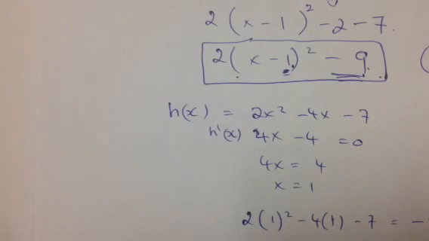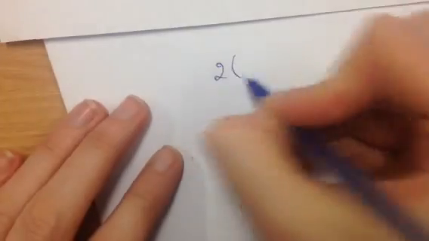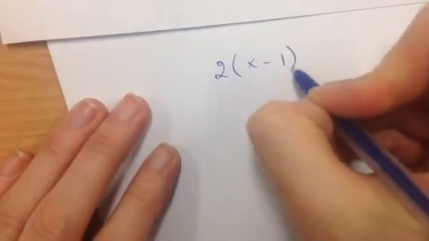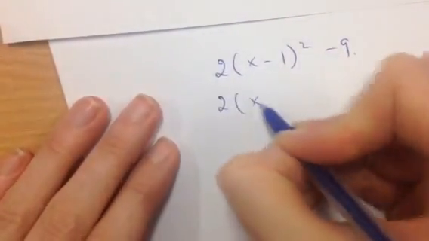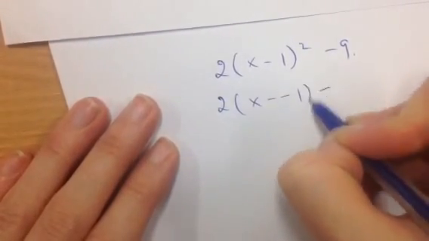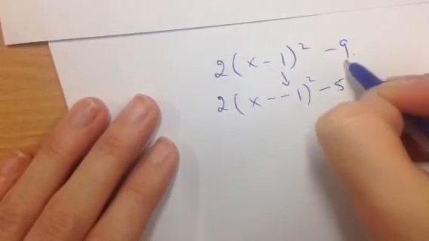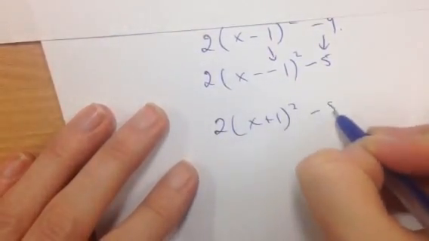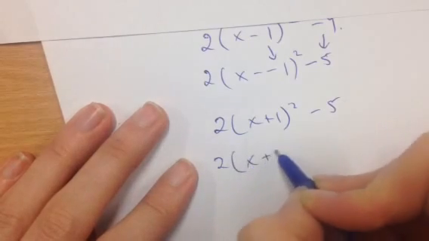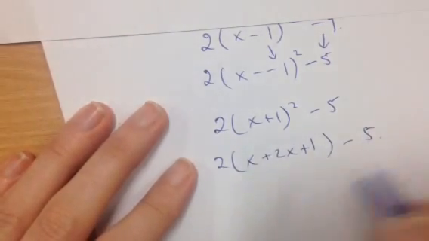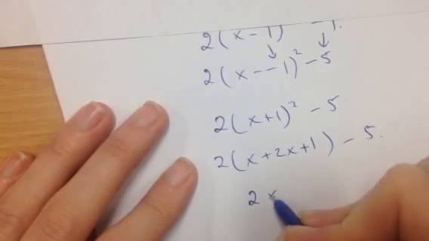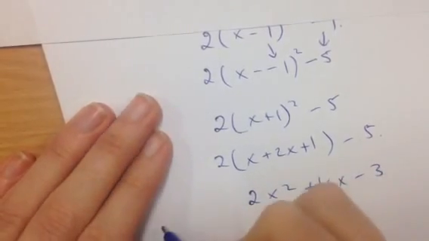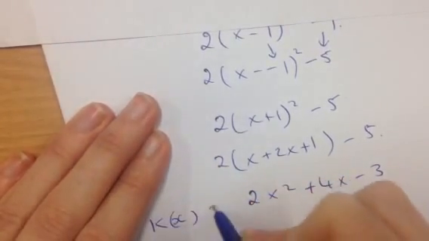It's just moved. It's under a translation. So h of x is 2(x minus 1) to be squared minus 9. I'm going to replace that with the minus 1 and the minus 5. That's getting replaced and that's getting replaced. And then I can just work that out. Square that out, x squared plus 2x plus 1 minus 5. Again, multiply that out and you'll eventually end up with 2x squared plus 4x minus 3, which is k of x, which is what they asked for.